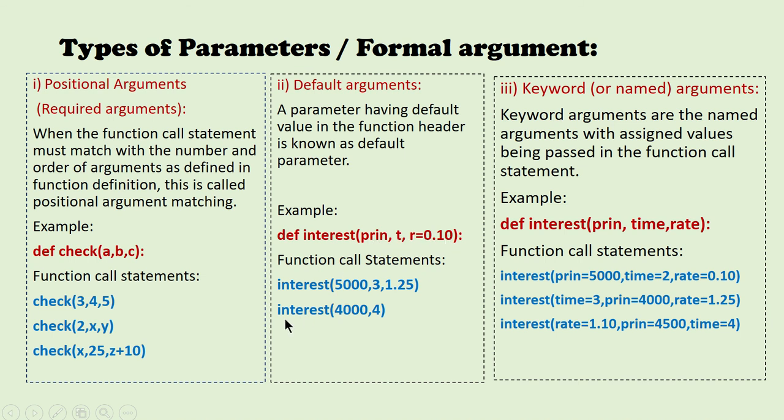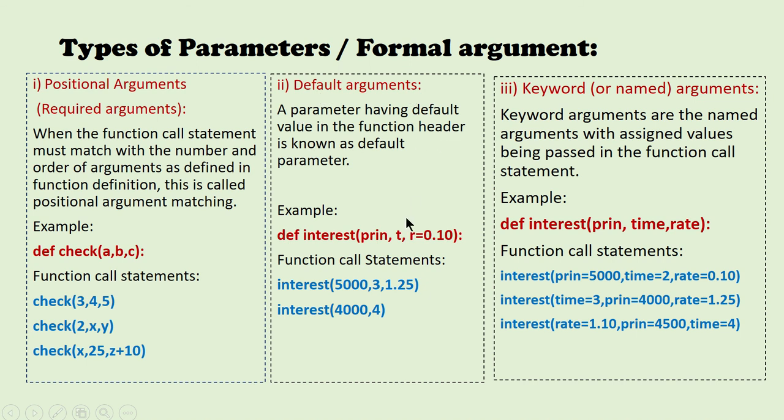But I can write the function call statement with only 2 arguments. The third argument you need not specify. You can write it without the third argument also. When you do not specify it, it will take the default value. So while calculating the interest inside the function definition, for this function call statement the principal amount is 4, the T value is 4, and the rate of interest I have not specified, so it will take the default value. So this is what a default argument is: a parameter having a default value in the function header.